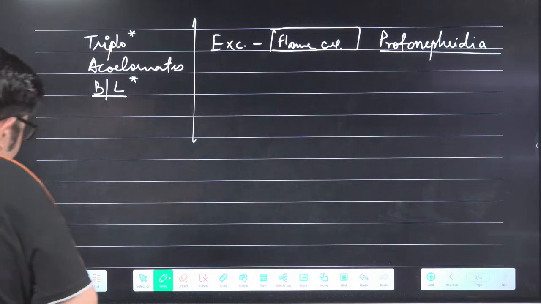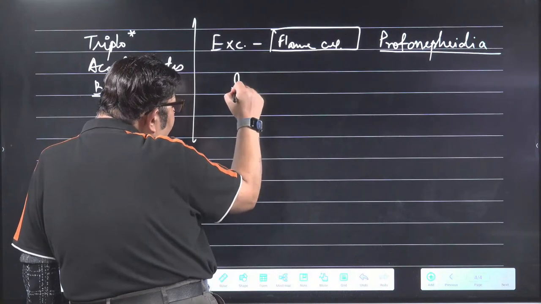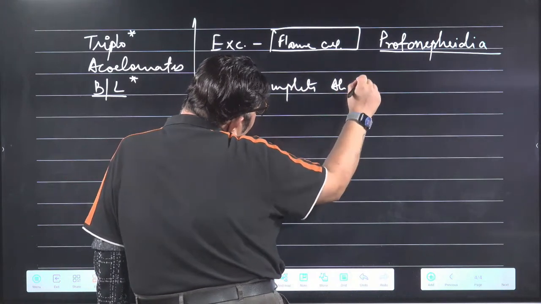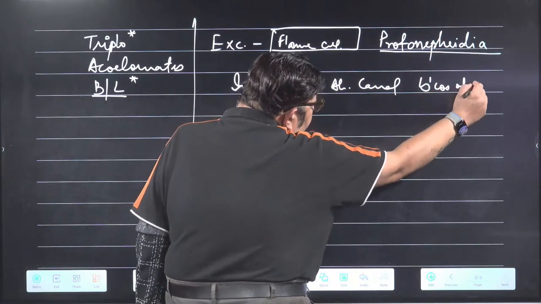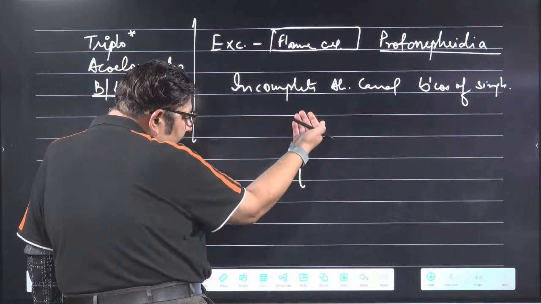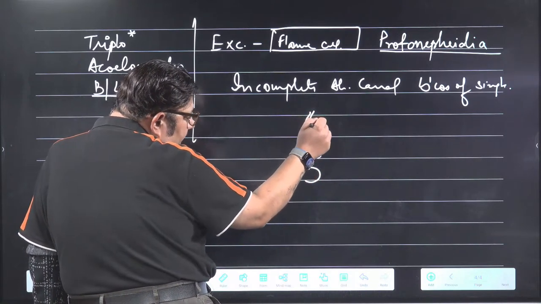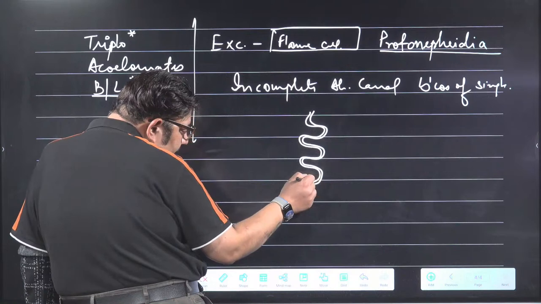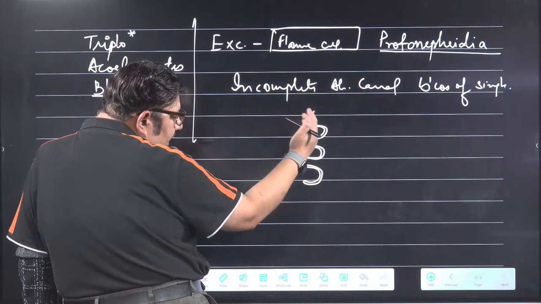Now you can also write down that they have an incomplete digestive system, an incomplete alimentary canal because of a single opening. The same opening can act like a mouth, and the same opening can act like an anus. The alimentary canal is present, but it is incomplete. Hope you are going with me. It is closed here and only open here, so they have an incomplete alimentary canal.